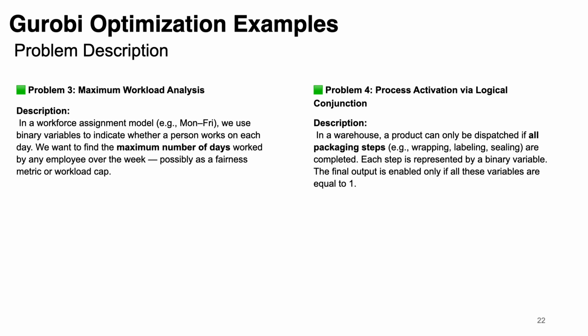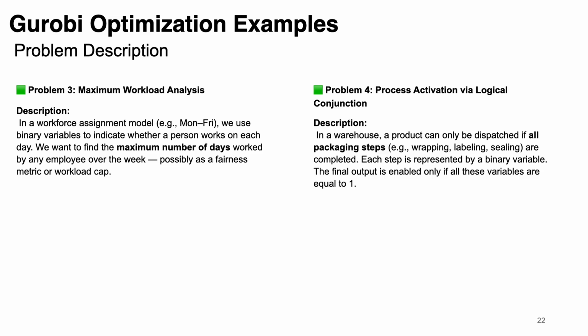Continuing with our examples, problem 3 deals with maximum workload analysis. In a workforce scheduling model covering Monday through Friday, we use binary variables to track if a person is working. Our goal here is to find the maximum number of days worked by any single employee over the week, which we might use to enforce fairness or a hard workload cap.